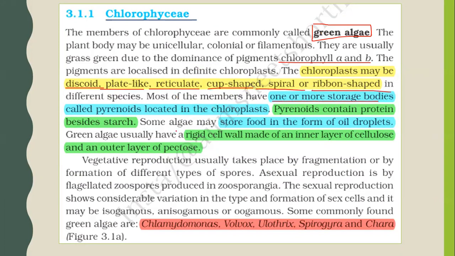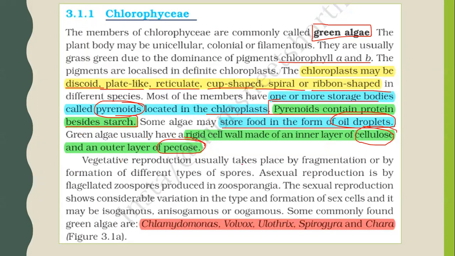One or more storage bodies called pyrenoids are located in the chloroplast. The pyrenoids contain proteins besides starch. Very important. They may also store food in the form of oil droplets. The cell wall of green algae is made up of cellulose, with an inner layer of cellulose and an outer layer of pectose.